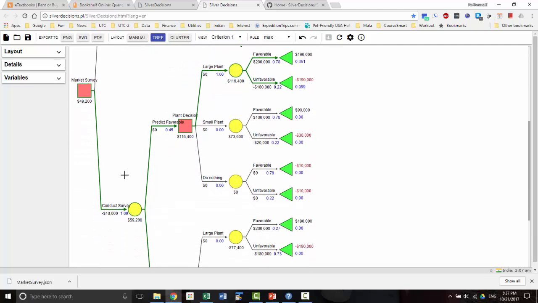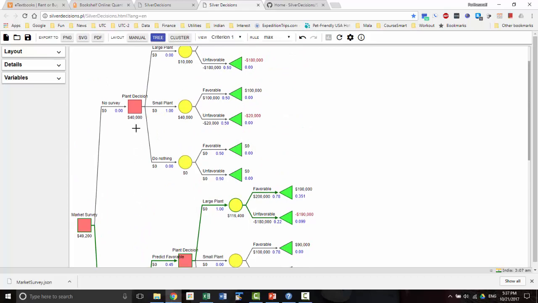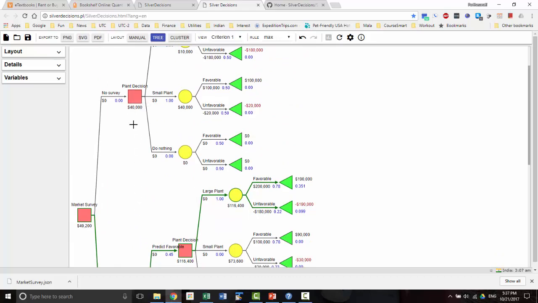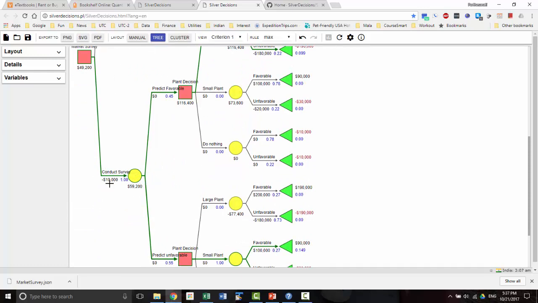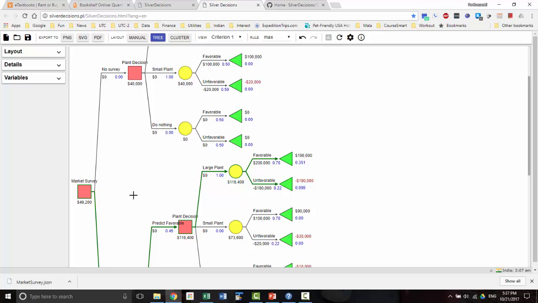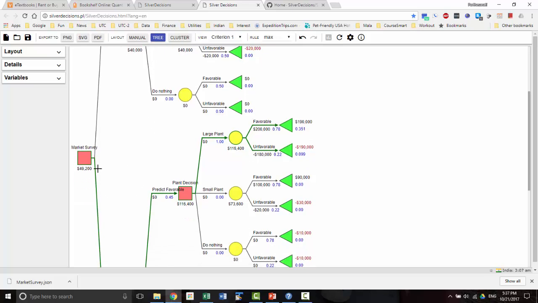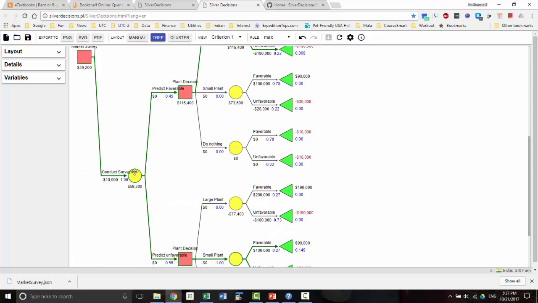So the value of the market survey is the difference between this node and that node. The value here is 40,000, the value here is 59,200. So the market survey has increased the value by 19,200. So the value of sample information, the sample information being the market survey, is 19,200, of which you're paying the market survey $10,000. The market survey itself is worth 19,200. You're paying 10,000, so you are ahead by 9,200.